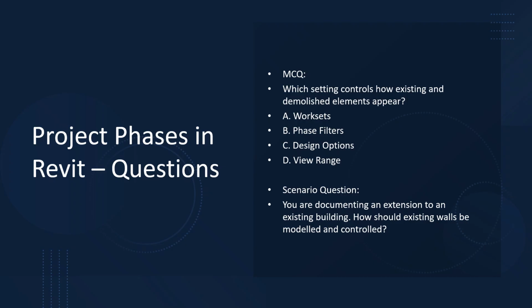Let's have some questions related to the project phases in Revit. Question is, which settings control how existing and demolished elements appear? So if we want to show only the demolished elements and hide the existing elements, for example, we use the project phases. So we assign the existing elements to the existing phase and demolished elements to the demolished phase. And then we use phase filters to show only a particular project phase.